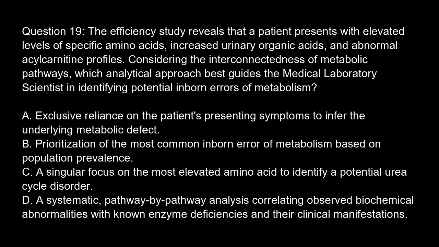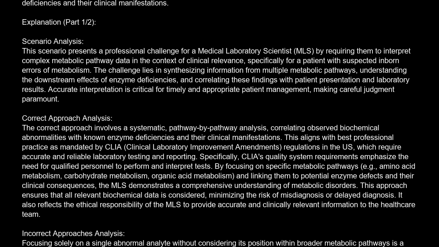Option B. Prioritization of the most common inborn error of metabolism based on population prevalence. Option C. A singular focus on the most elevated amino acid to identify a potential urea cycle disorder. Option D. A systematic, pathway-by-pathway analysis correlating observed biochemical abnormalities with known enzyme deficiencies and their clinical manifestations. The correct answer is D. A systematic, pathway-by-pathway analysis correlating observed biochemical abnormalities with known enzyme deficiencies and their clinical manifestations.